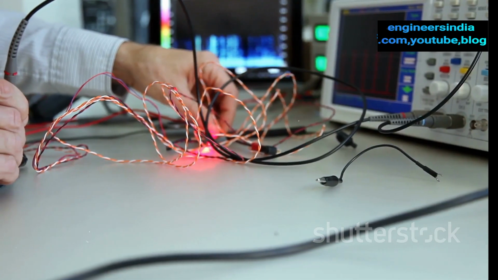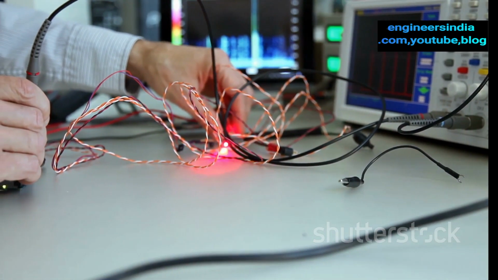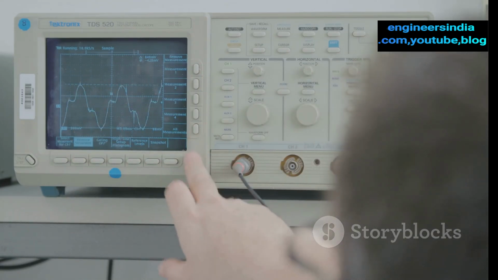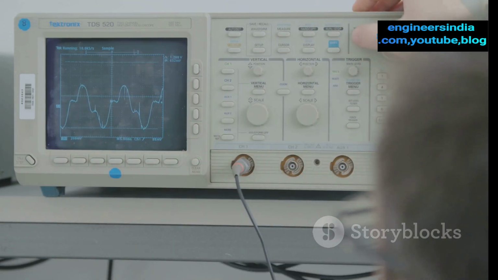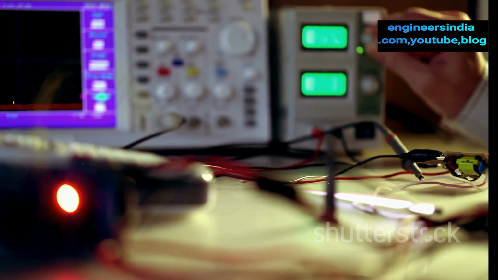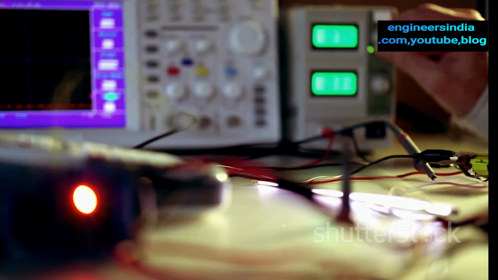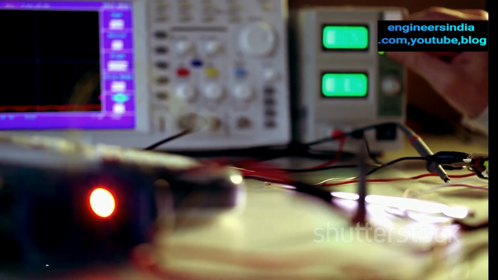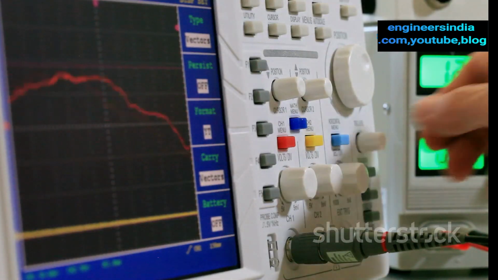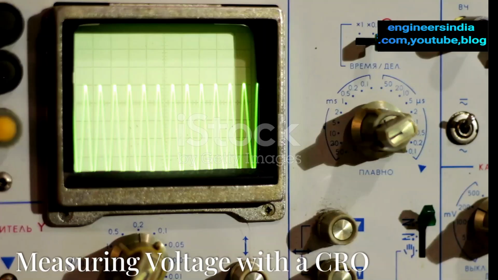The CRO is essential for anyone working with electronics. It helps us analyze signals, troubleshoot circuits, and understand how electrical components behave. By displaying voltage changes over time, the CRO provides a window into the dynamic world of electrical signals. Whether you're a budding engineer, a hobbyist, or just curious about how electronics work, understanding the CRO is like having a superpower. Get ready to unlock the secrets of electrical signals.